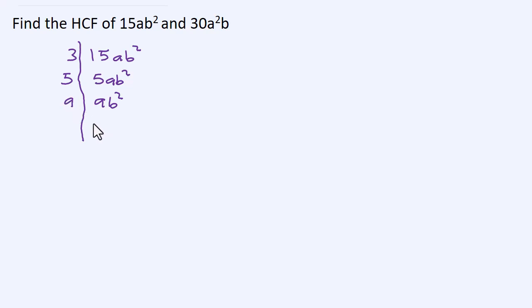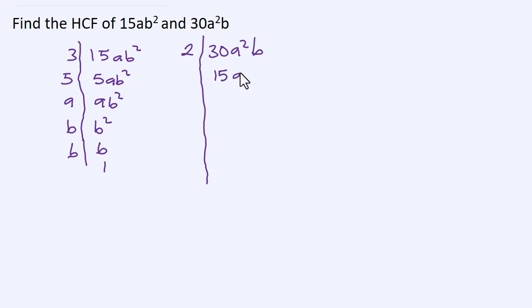Now using a to divide, b squared remains. Using b to divide, so you are going to have b remaining. And then b divided by b is 1. We are done. Then for 30a squared b, we start from 2, right? 30 divided by 2 gives us 15a squared b. 2 cannot divide anymore. We use 3. 15 divided by 3 is 5a squared b. Then 5 here becomes a squared b.